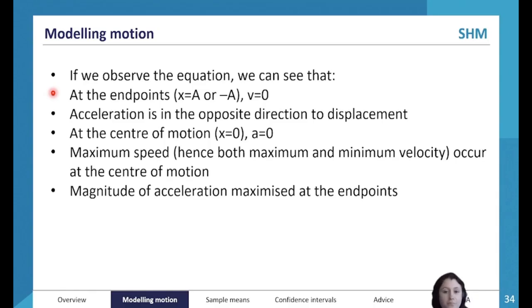Alright? So, these things are really important for you to remember, because a lot of questions on exams will ask you, when does the maximum acceleration occur? When does the minimum velocity occur? Yada, yada, yada. Alright?